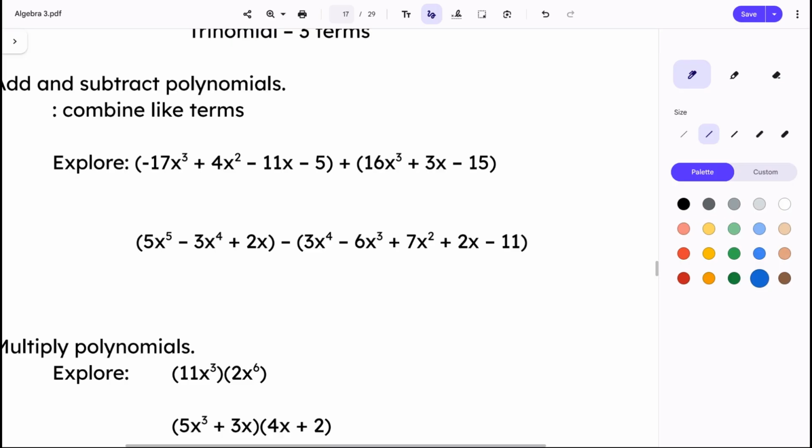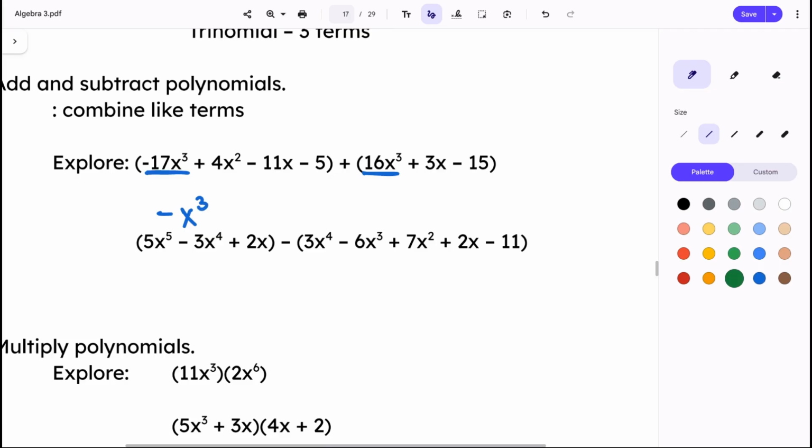But also look for the one that's the biggest, so the biggest degree. In this case, I see an x to the third, and I think that's the largest exponent that we have, which means I should probably combine those first. So I have a negative 17x to the third here. What can I put that with over here? Yeah, the 16. What's that going to become together? Negative 1x to the third, or you could just write negative x to the third.